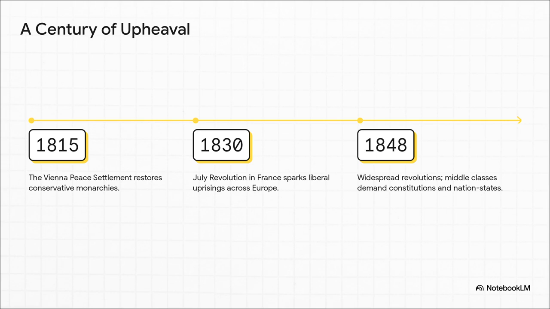In 1815, after Napoleon was finally defeated, the old monarchies all got together at the Congress of Vienna and tried to stuff the revolutionary genie back in the bottle. But it was too late. The idea was out there. Uprisings flared up again in 1830, and then in 1848, a huge wave of revolutions, they called it the Springtime of Peoples, swept across the continent. It really looked like the old order was about to crumble for good.